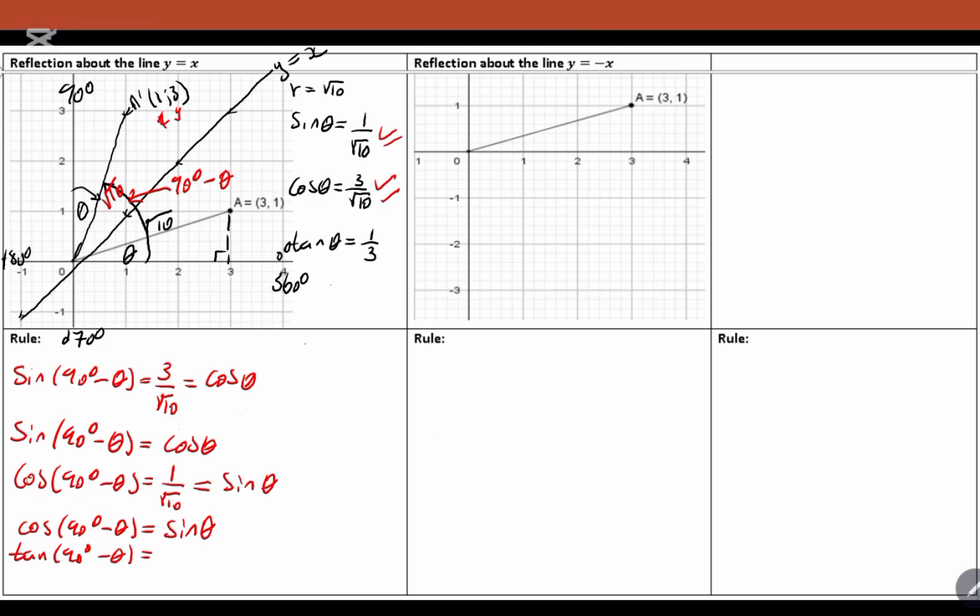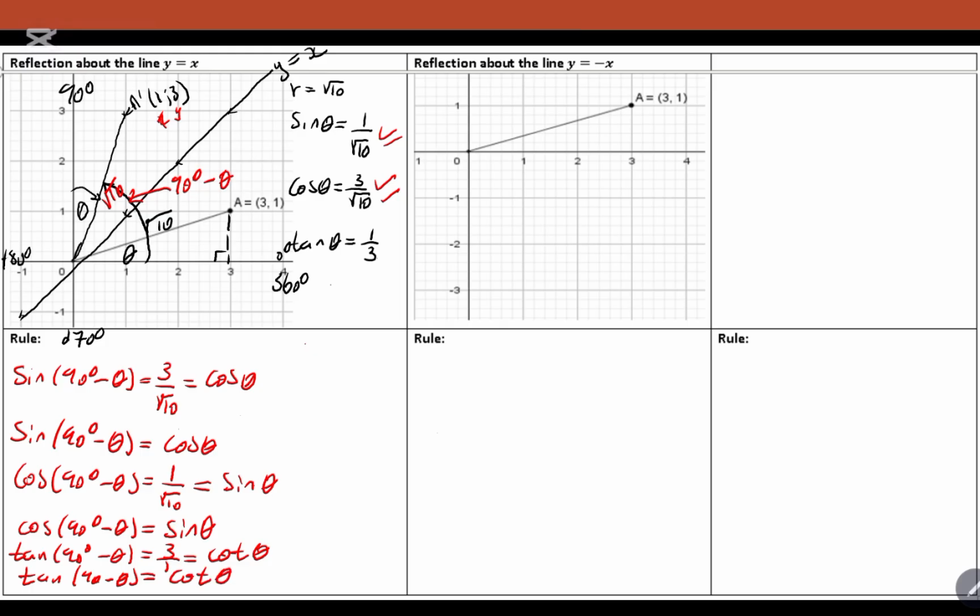Now tan is equal to opposite over adjacent. So this is 3 over 1. If you look at the original terminal arm, tan theta is equal to 1 over 3. So 3 over 1 is simply the reciprocal of tan. And what is the reciprocal of tan? It is cotangent. So this is cot theta. Therefore, we can simply say tan of 90 degrees minus theta is equal to cot theta.